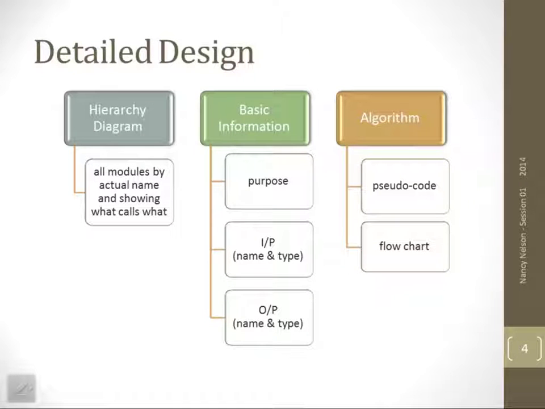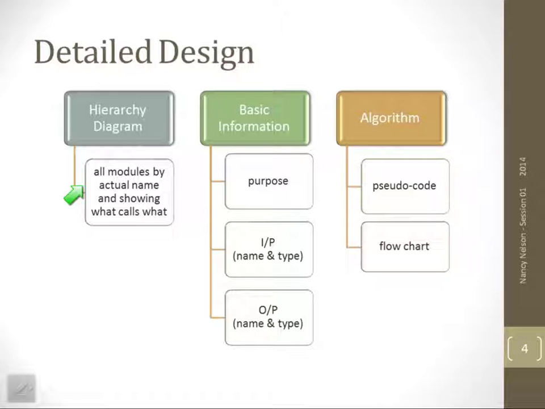The detailed design is the heart and soul of our planning process. It's got three major parts: a hierarchy diagram that shows the relationship between each of the subtasks that will be in the system, and then for each of those subtasks, its basic information and its algorithm. So let's start with the hierarchy diagram.